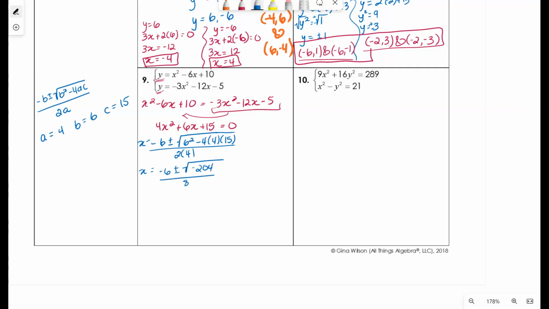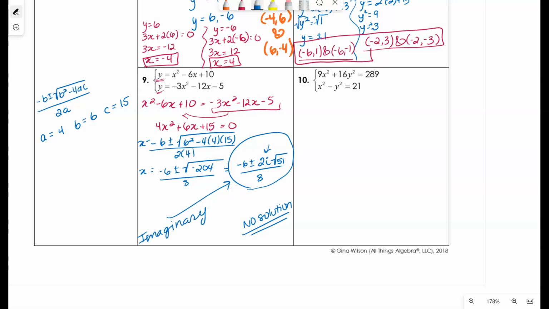Now because I have a negative under the square root, that means this is going to turn into a complex number, an imaginary number. And so we have negative 6 plus or minus 2i times the square root of 51, all over 8. And so off the top, just because I already know I have a negative, I have a complex number, I have an imaginary number, this is going to be no solution. So we know this because we have imaginary numbers. Okay, so that's a no solutions example there.